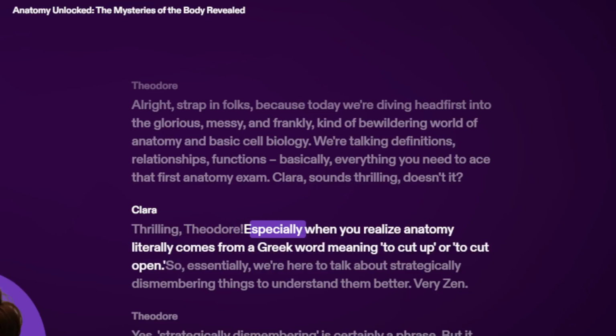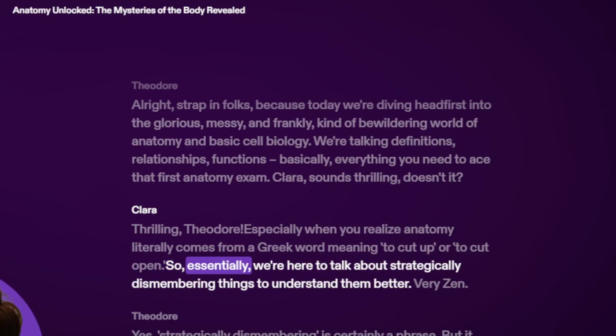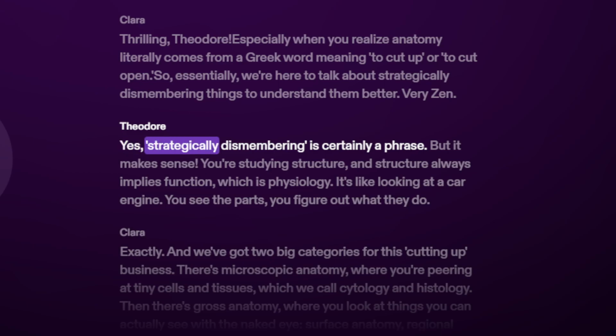Thrilling, Theodore, especially when you realize anatomy literally comes from a Greek word meaning to cut up or to cut open. So essentially, we're here to talk about strategically dismembering things to understand them better. Very zen. Yes, strategically dismembering is certainly a phrase, but it makes sense. You're studying structure, and structure always implies function, which is physiology. It's like looking at a car engine. You see the parts, you figure out what they do.